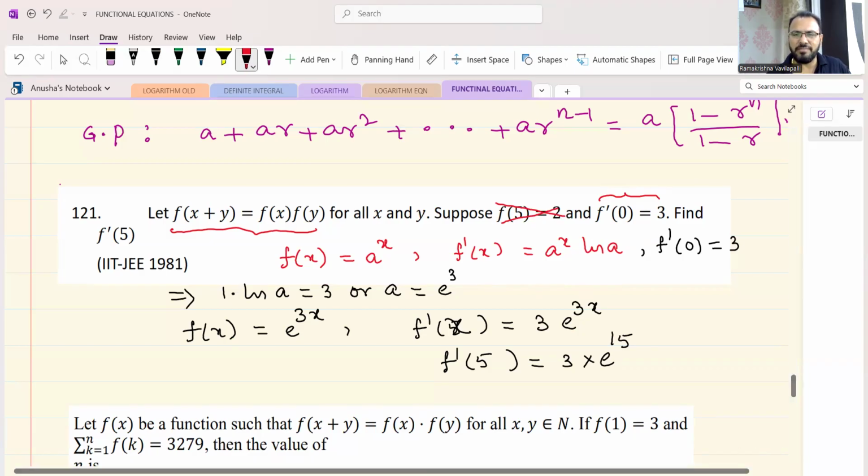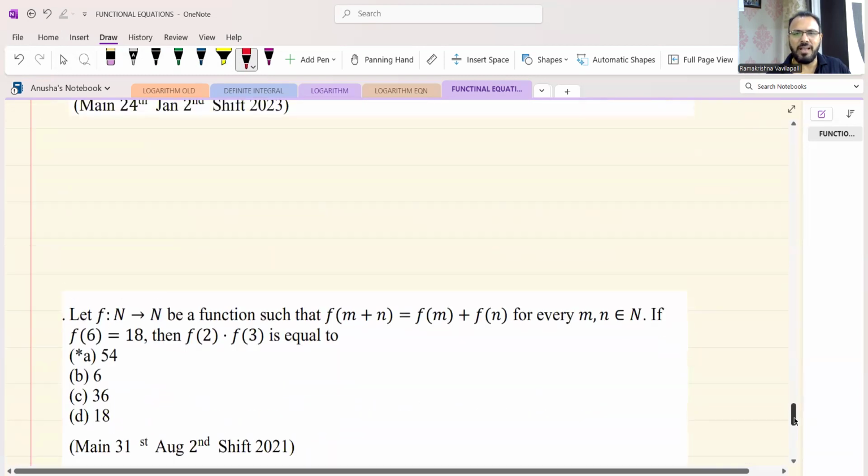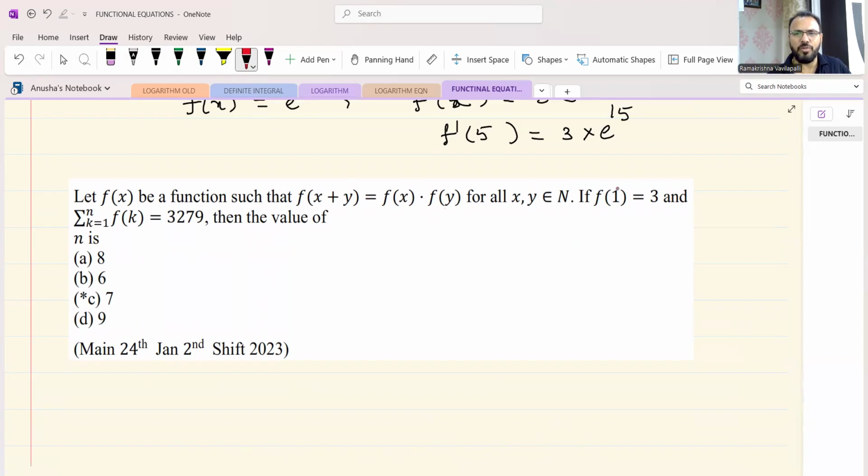Coming to the next question. Here, let f of x be a function satisfying the sum to product relation. Given that f of 1 equals 3, and they have given that the sum of f of k from k equal to 1 to n is 3279. They are asking, what is the value of n?